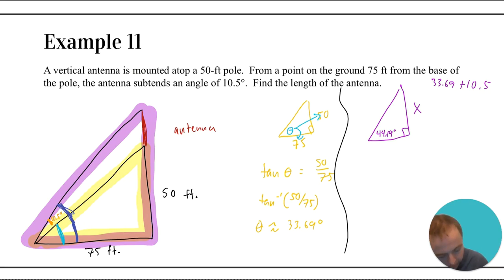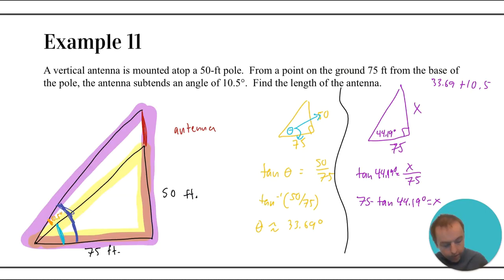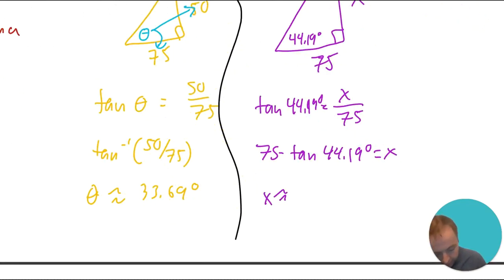because we know that this bottom side length here is going to be 75. So we would use tangent again because we're relating the opposite over the adjacent. But now tangent of 44.19 degrees will equal that. So 75 times tangent of 44.19 degrees is going to equal x. Should be about 72.91 then for x. So x is about 72.91 feet.